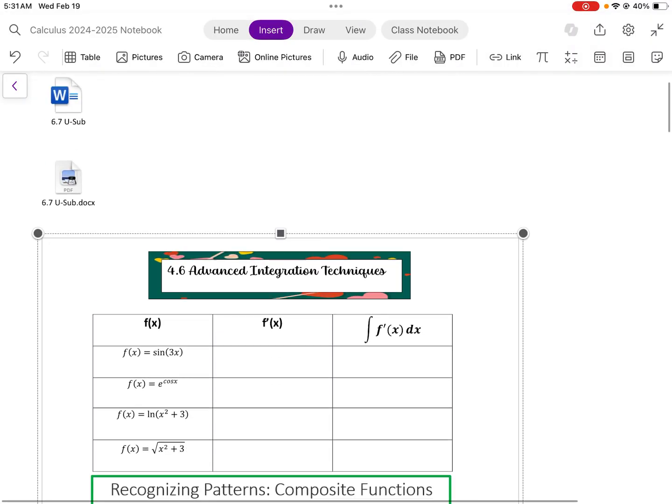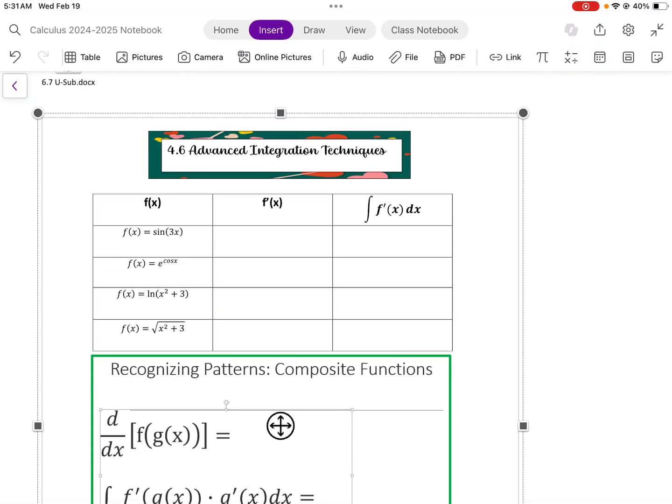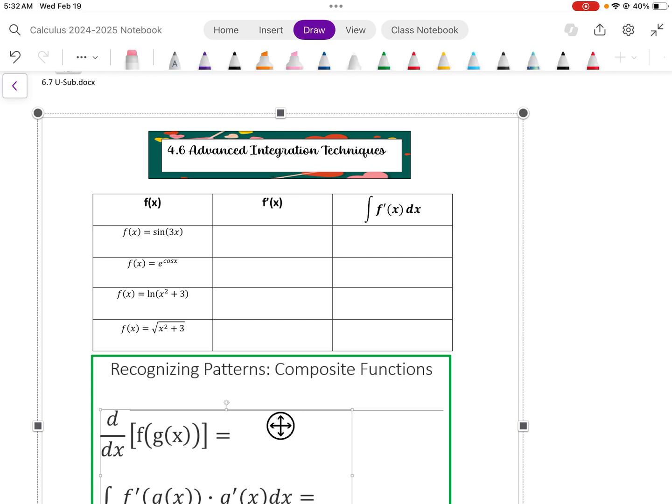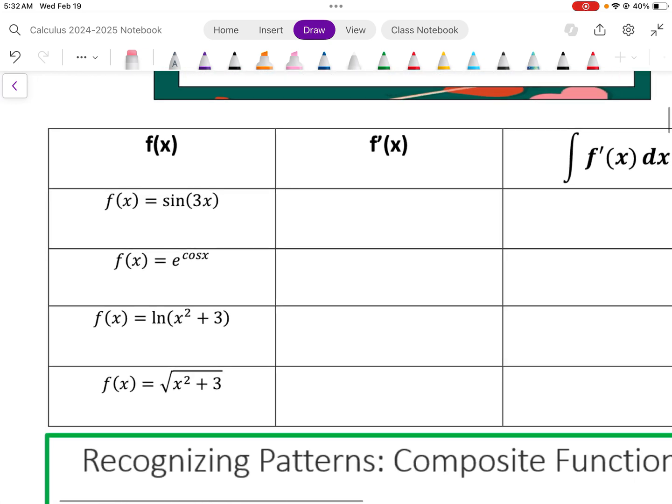Good morning, guys. Today we are going to look at a new section in calculus called advanced integration techniques. These are real algebra-heavy moves for composite integrals. Before we get started with showing you how to integrate, let's remind ourselves how we derived composite functions. I think that's going to help you see the process a little easier.